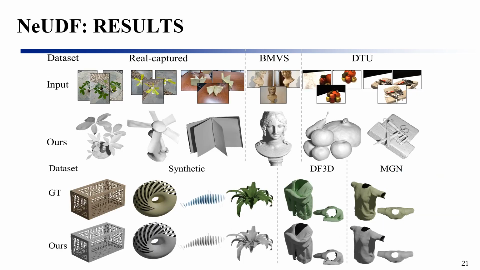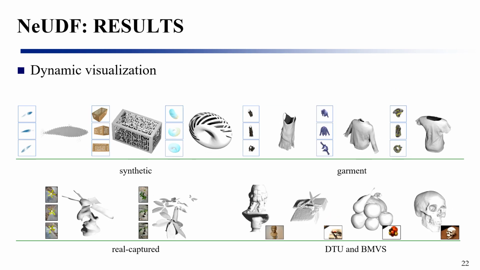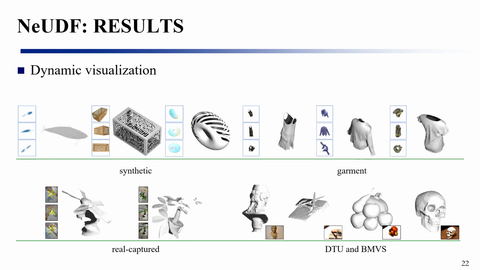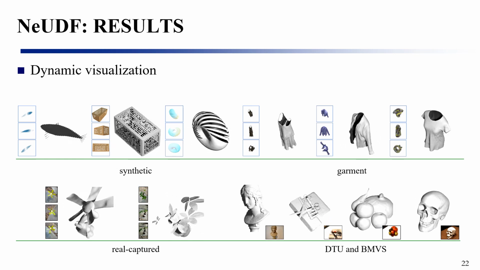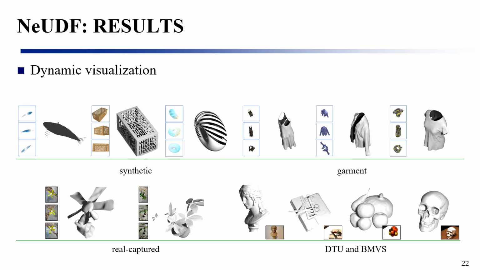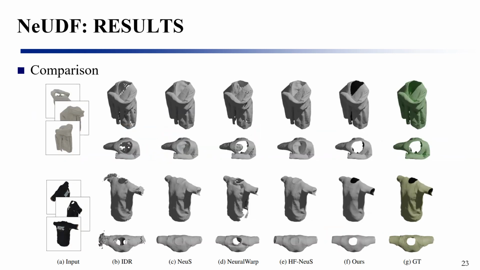We visualize our results on real captured and complex synthetic data. It can be seen that the reconstructed open structures are of high fidelity. We also visualize our results on synthetic, garment, real captured, DF3D and BMVS datasets in dynamic pictures. We show the comparison with previous works on open surfaces. Ours achieves both accurate geometry and topology.